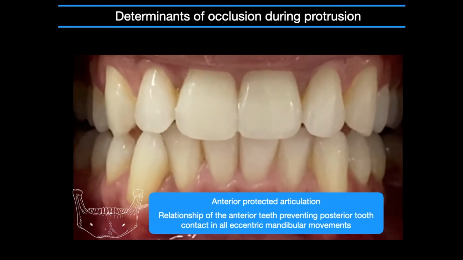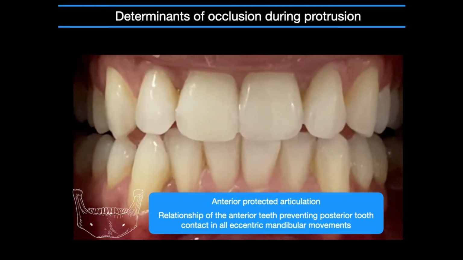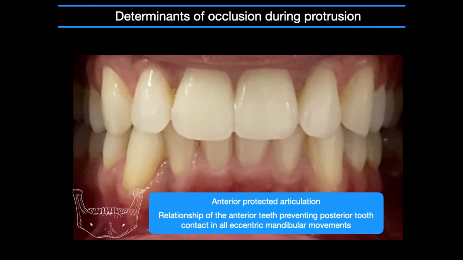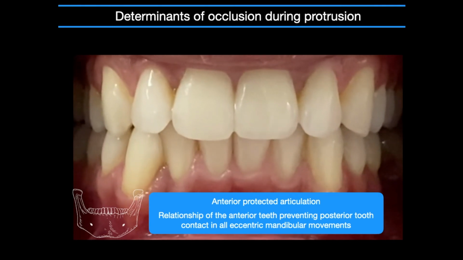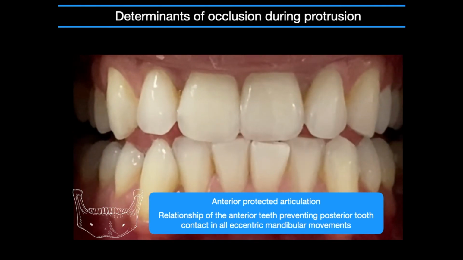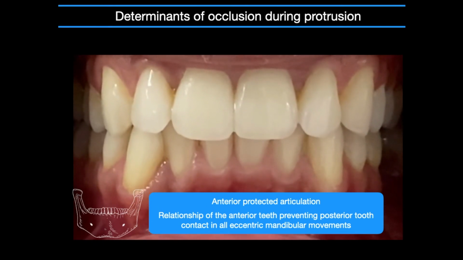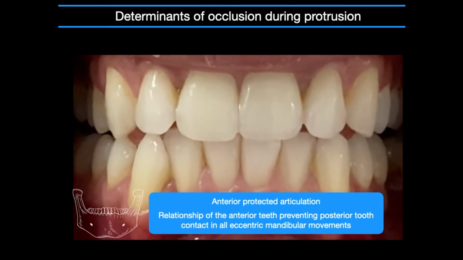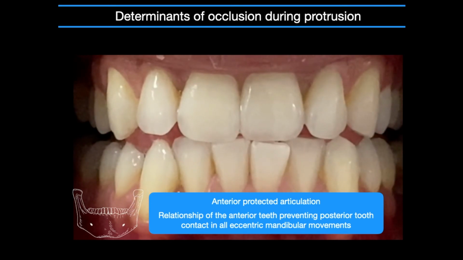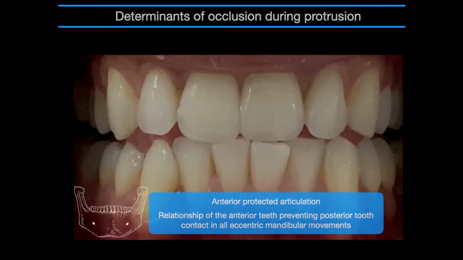This kind of articulation scheme, when the relationship of the anterior teeth prevents posterior tooth contact in all eccentric mandibular movements, is called anterior protected articulation, and is represented in this video where the contact between the upper and lower central incisors prevents the contact of the posterior teeth during protrusion.